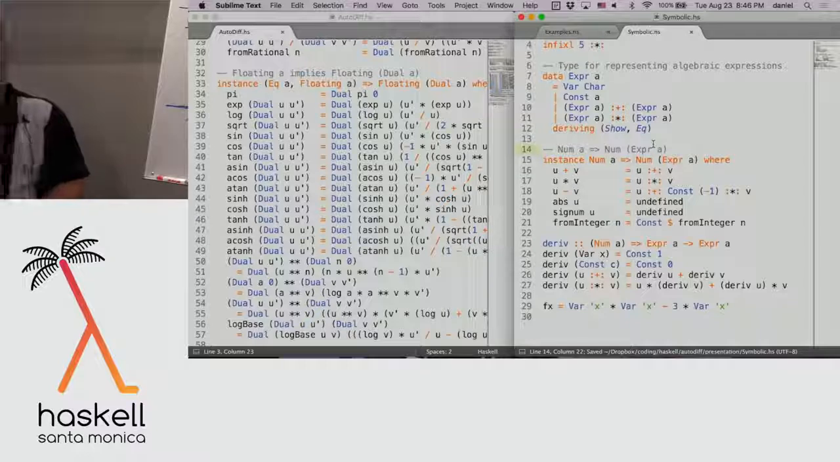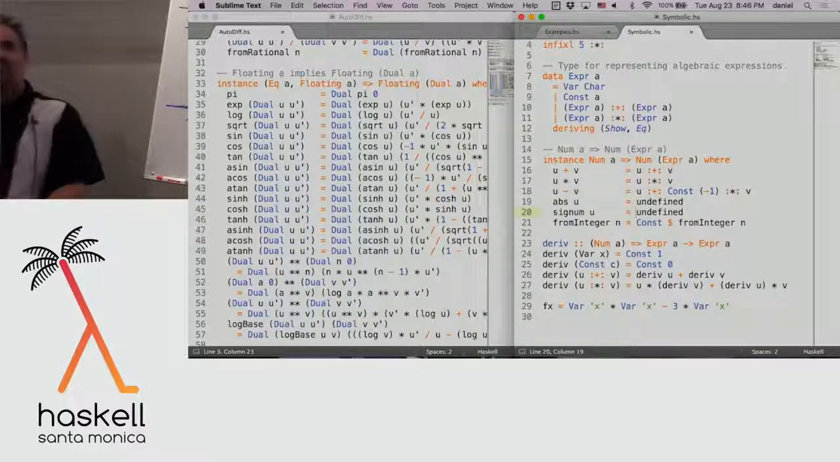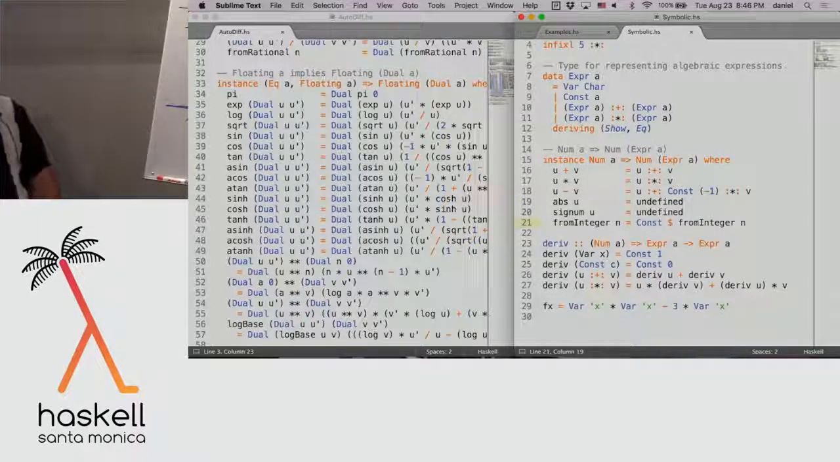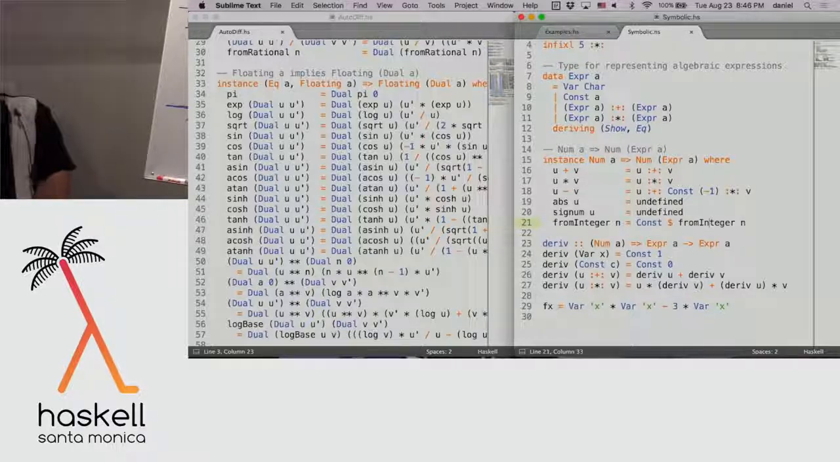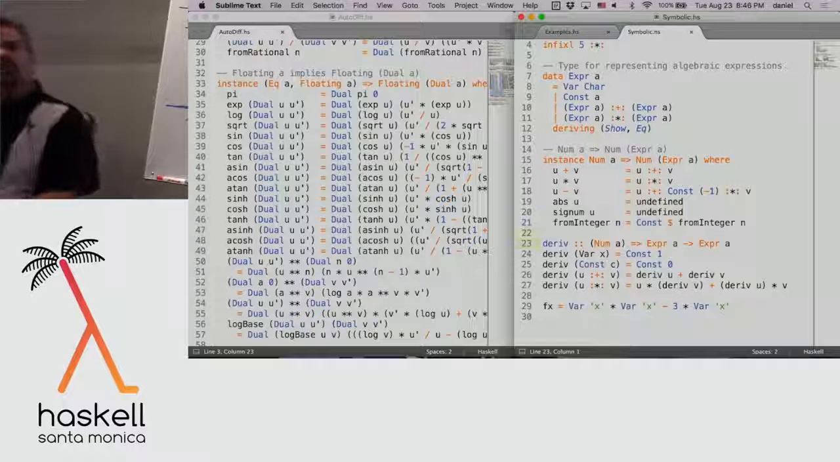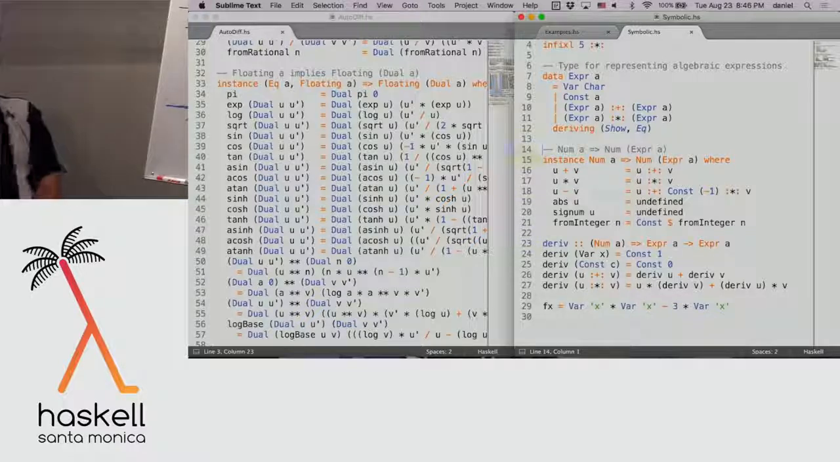I'm duplicating the same code, but I have a num instance for exprs, and I teach the computer how to add exprs, how to multiply exprs, and how to subtract exprs. Absolute value and signum I'm going to leave as undefined, because I don't use them in this example. So this code will blow up without warning. From integers, it's going to have a constant. And here's kind of why I don't think I'm going to be able to reuse my code.